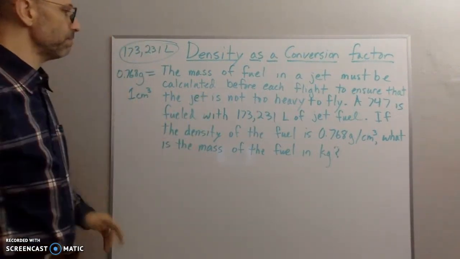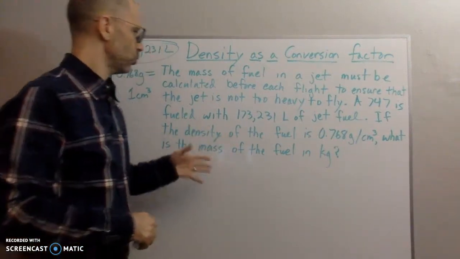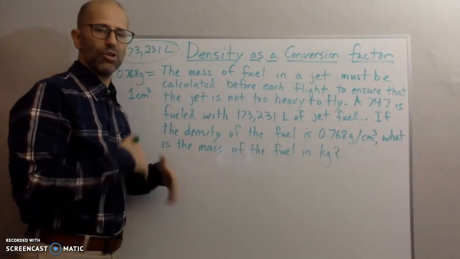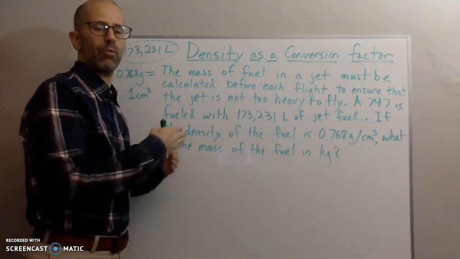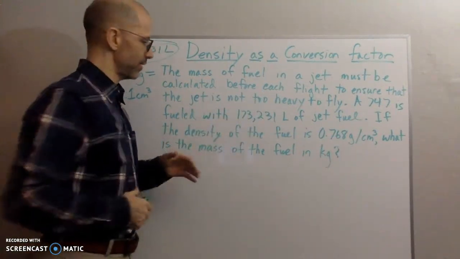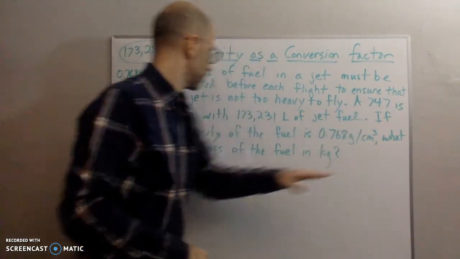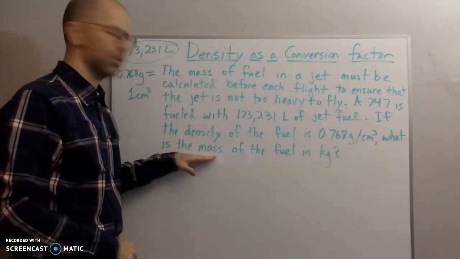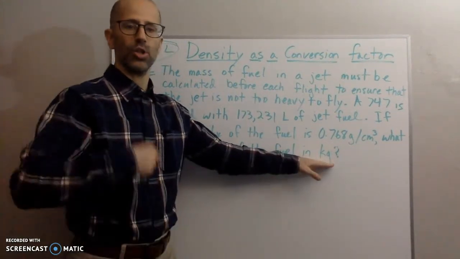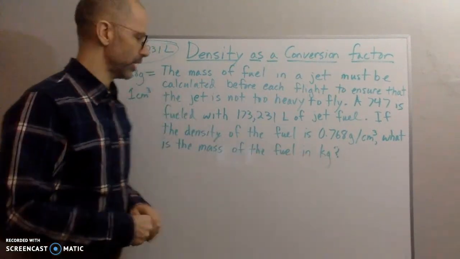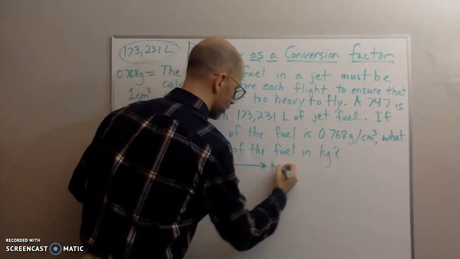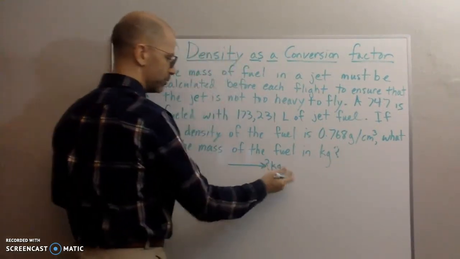Let's keep reading. Now we get to the question, and the question is going to start with some sort of question word, and whatever follows the question word is where you end. So what is the mass? We're going to end in a mass. What is the mass of the fuel in kilograms? So we need kilograms of fuel. That is where we're going to end, so I draw my arrow. We're going to end with a certain number of kilograms of the fuel.